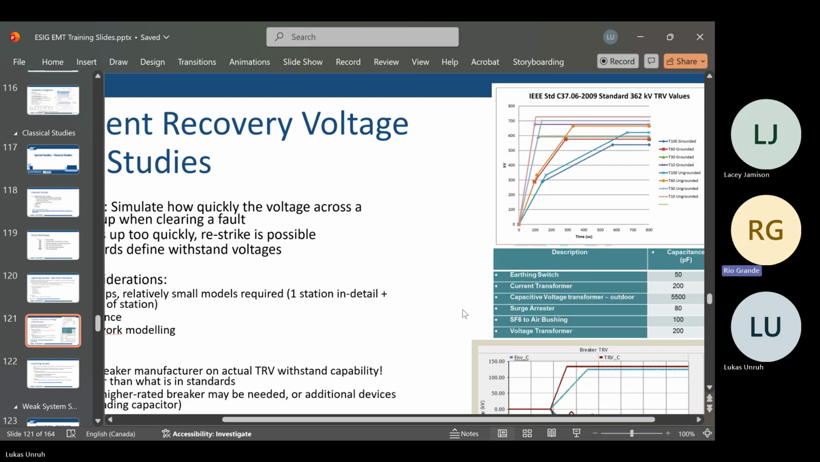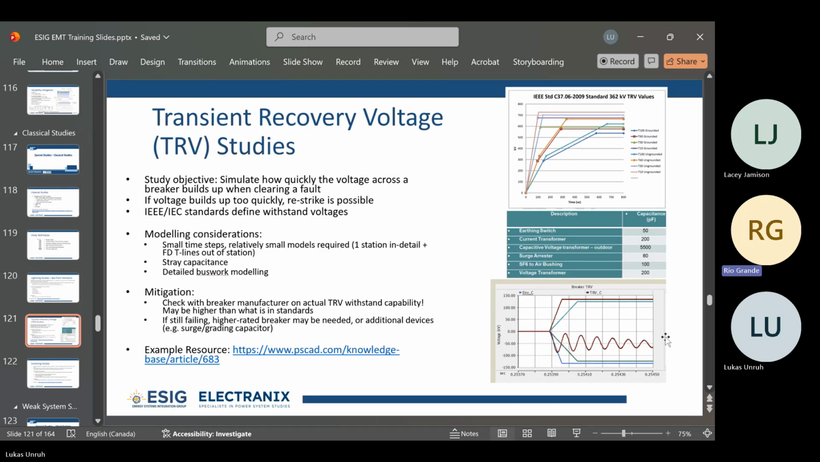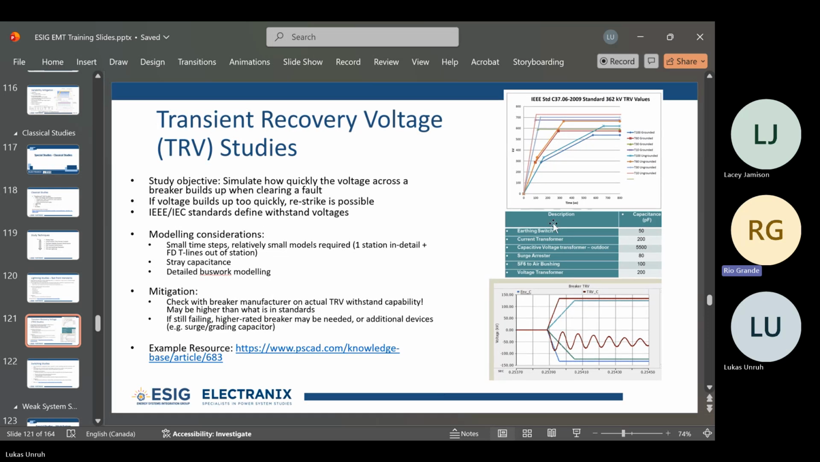These types of studies are typically triggered by some sort of change at the station. If there's a new line coming in, or if somebody is thinking of replacing some breakers, then often these TRV studies are done to assess whether the equipment that's there is capable of handling the TRVs.